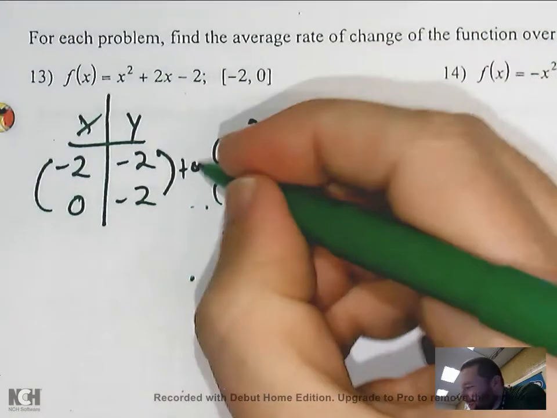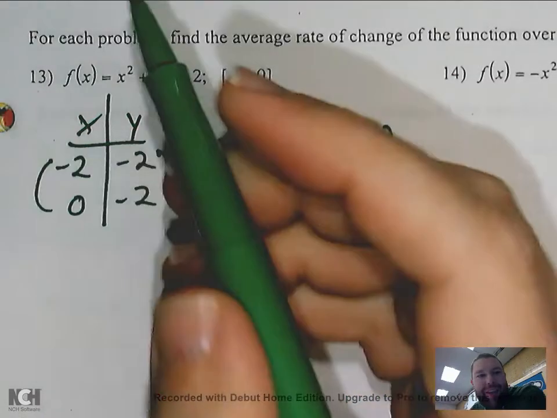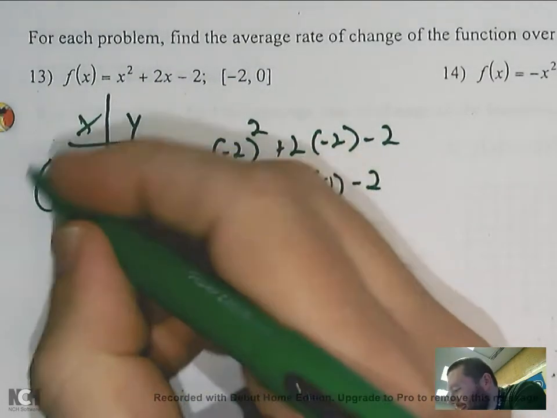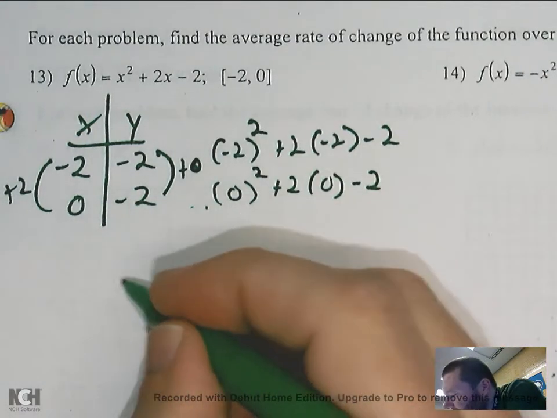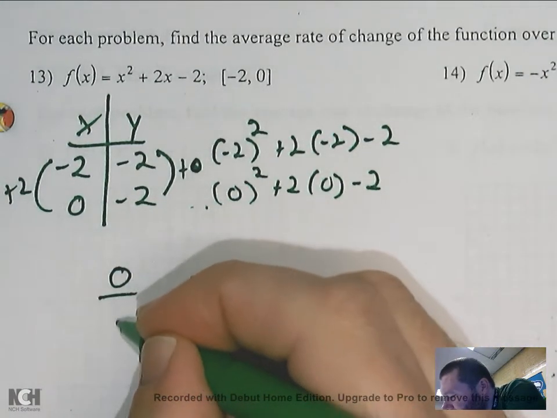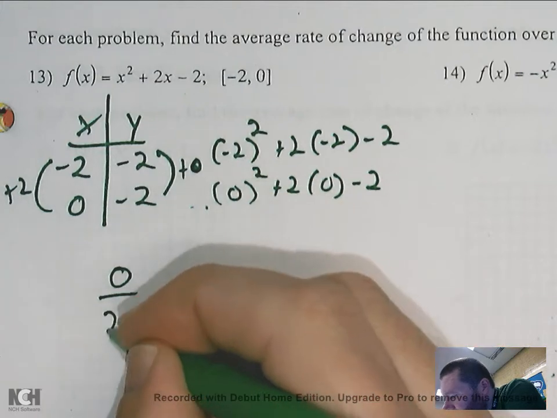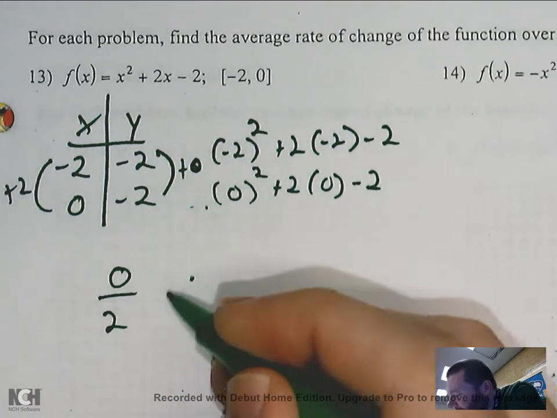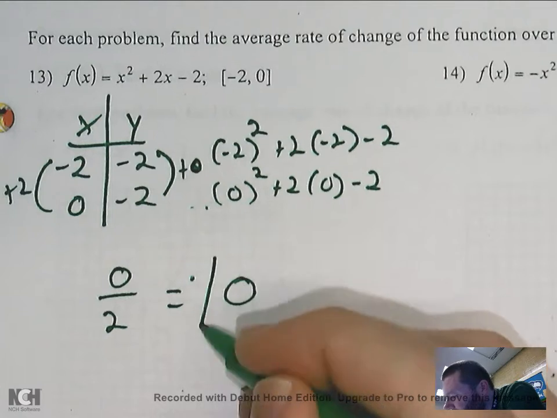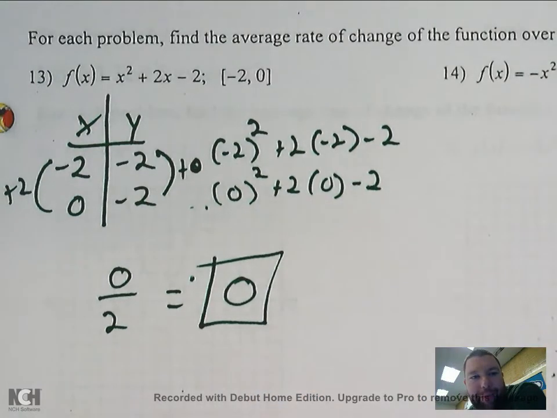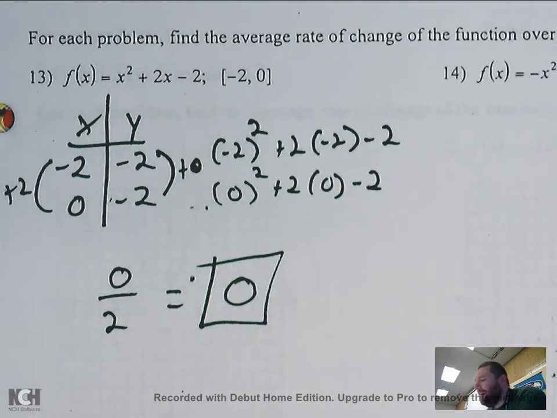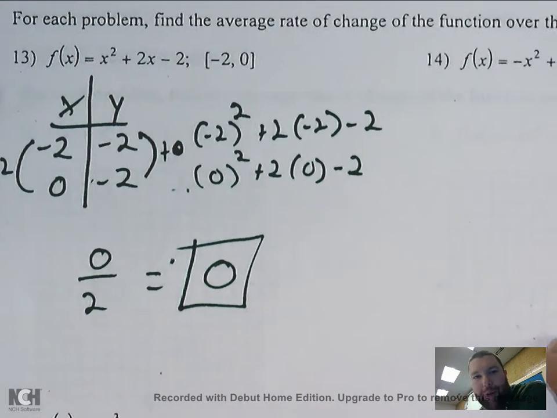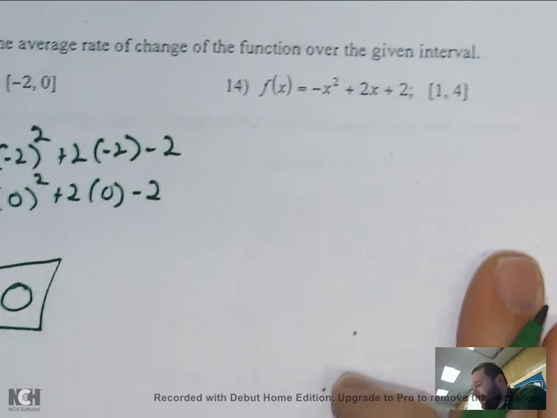So plus 0, and then from here to here it's adding 2. It's not going to matter too much because when you put it together, it's the y over the x, so the change in y, which is 0, over the change in x, which is 2. 0 over 2 simplifies to 0, and that would be your answer. Basically, these two points form a straight line, and you would get 0 slope. Okay, let's look at another one.